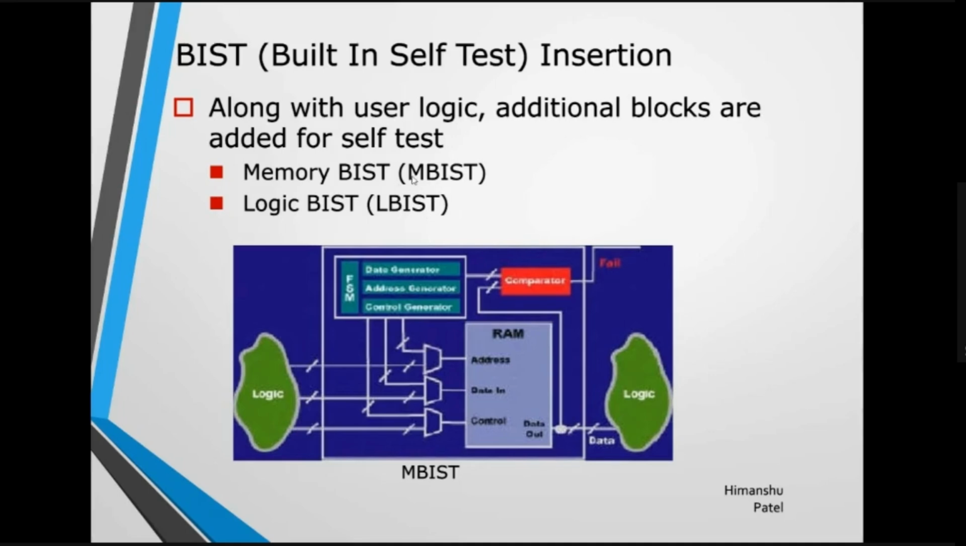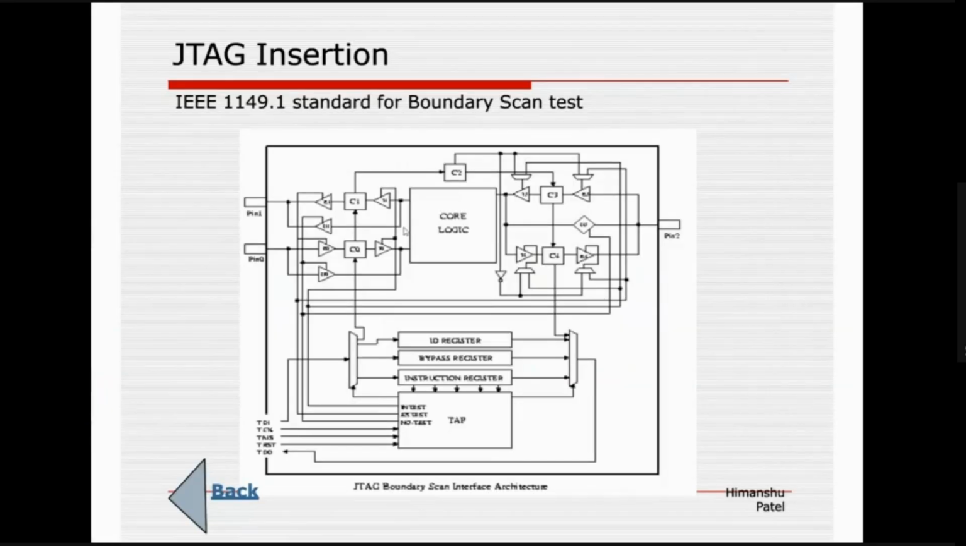I mean, you can run MBIST and LBIST for any IC using JTAG. If there is no JTAG, you cannot do anything inside the IC. That's true. If you do not have the IEEE 1149.1 standard for boundary scan test, and you don't have the TAP, test access port, which is giving you the finite state machine.